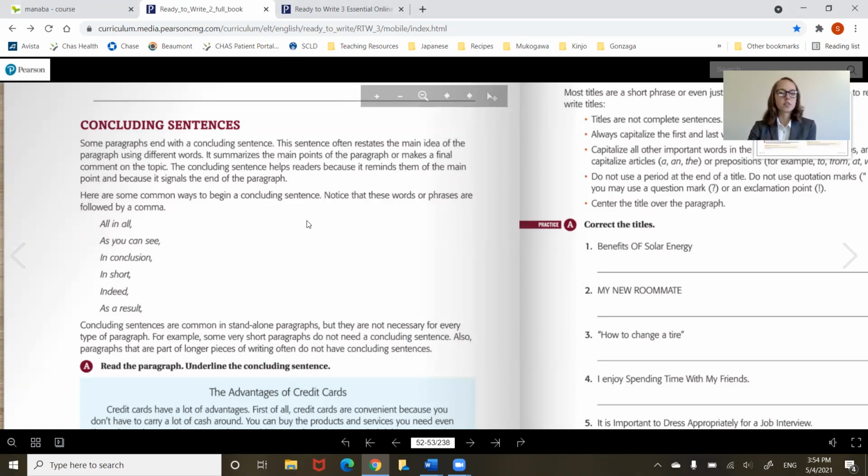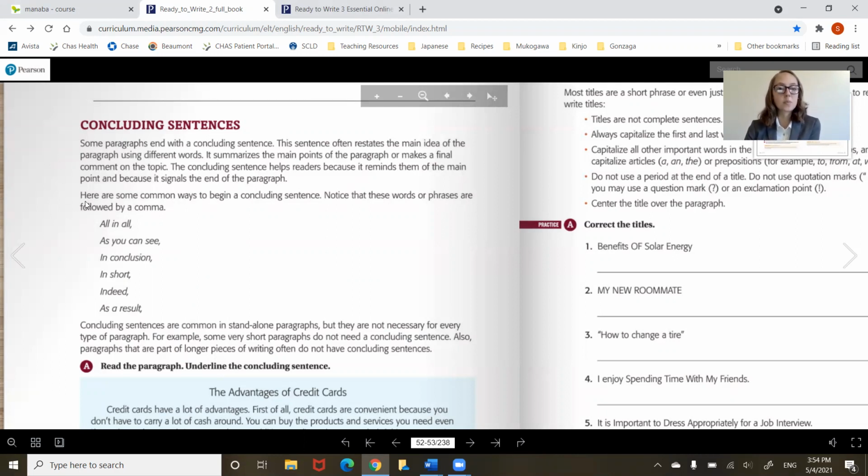So let's first read this together. Concluding sentences. Some paragraphs end with a concluding sentence. This sentence often restates the main idea of the paragraph using different words. It summarizes the main points of the paragraph or makes a final comment on the topic. The concluding sentence helps readers because it reminds them of the main point and because it signals the end of the paragraph, right? So the concluding sentence says, this is what I'm talking about and we are finished.